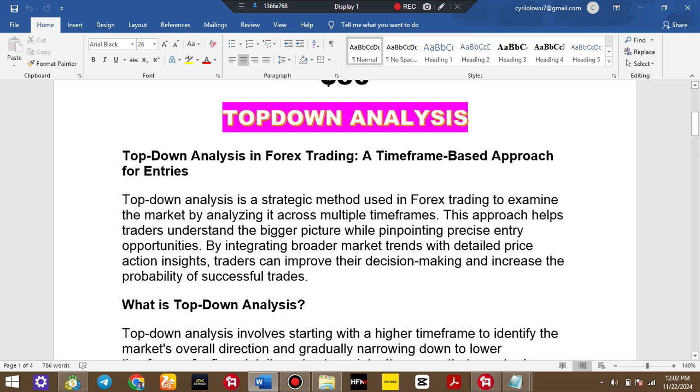Top-down analysis is a strategic method used in forex trading to examine the market by analyzing it across multiple time frames.